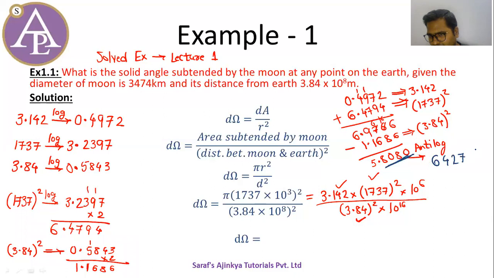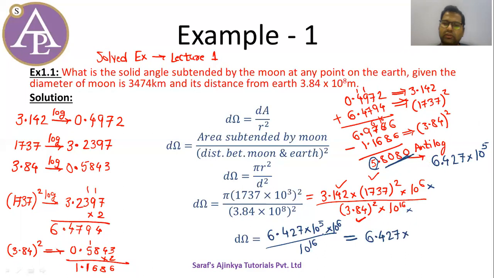6427 multiplied by 10 to the power 5, and the decimal is always after the first digit. So in this calculation, I have left this out of the calculation, so this is 6.427 × 10 to the power 5 into 10 to the power 6 divided by 10 to the power 16. So my answer should come out to be 6.427 into how much? 5 plus 6 will be... so 10 to the power minus 5 steradian. Correct. This should be the answer for this question.